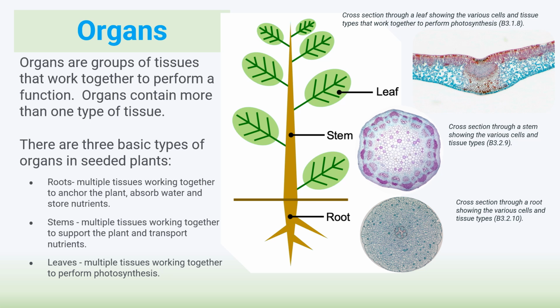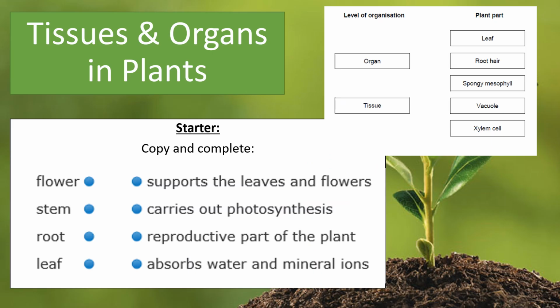So just to introduce the idea that organs are found in plants as well. We know organs are a group of tissues working together to perform the same function, and the organs will contain more than one type of tissue. Plant organs include the leaf, the stem, the roots, and the flowers. So you should be able to organise some tissues and organs in plants and what their role is.